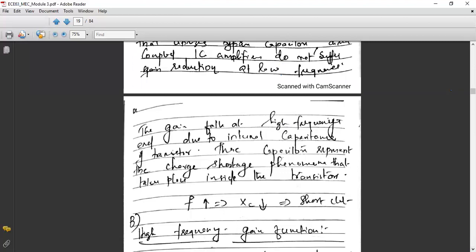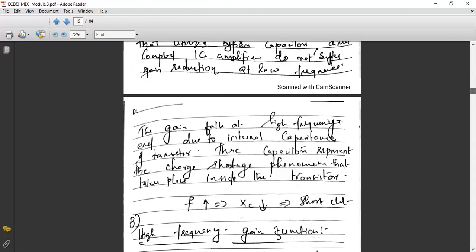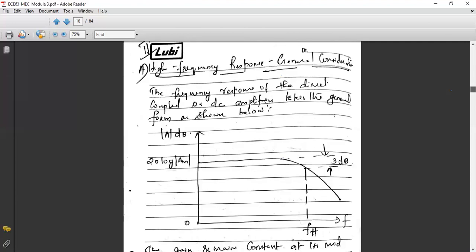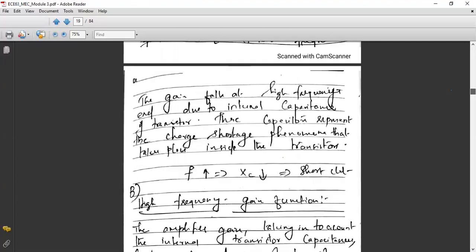Now we will go through the reason why the gain decreases at high frequency. That is what is being explained in this particular part. You can see that when frequency increases, Xc becomes less. What do you mean by Xc? Xc is the capacitive reactance. You know the expression for capacitive reactance, it is equal to 1 divided by 2 pi fC. So when frequency increases, capacitive reactance decreases, it becomes short circuited.